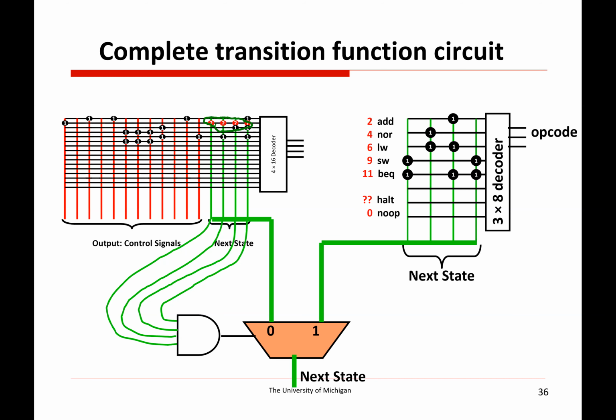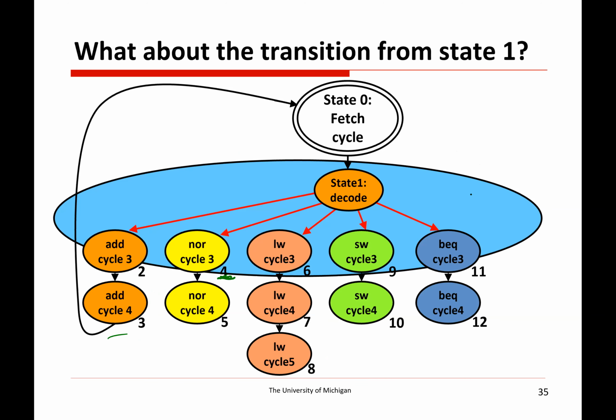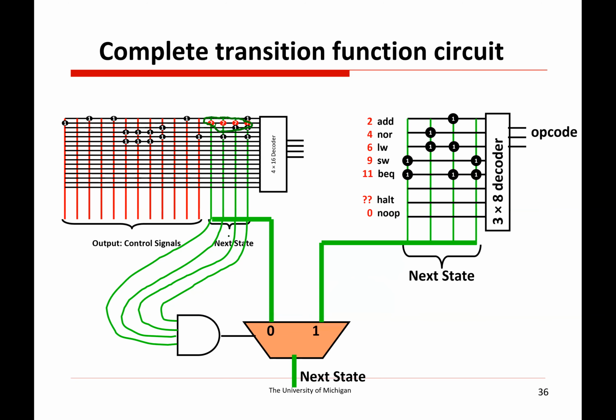But the one weird thing is that when we do the decode stage, the state that we go to doesn't just depend on the current state, but also the opcode that we fetched. So we're going to add a little bit more circuitry here. If we know what the opcode is and we know that we're in the decode stage, then we know completely what the next state is. So we can use a separate, smaller decoder that takes in the opcode as the input, and then we're just encoding the next state for each particular opcode.